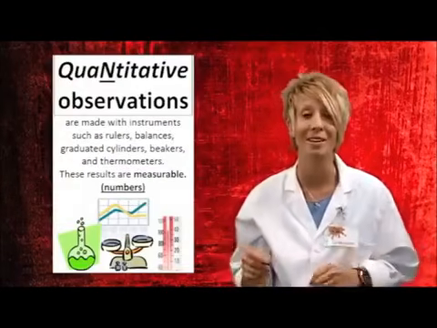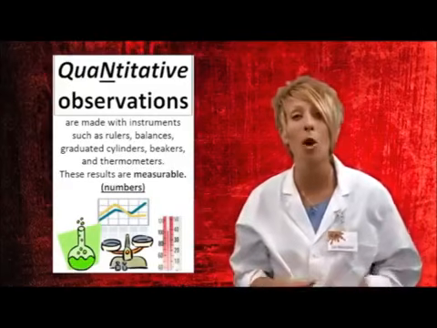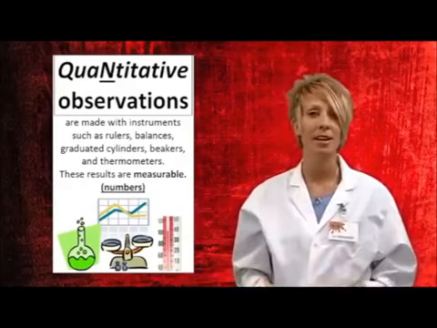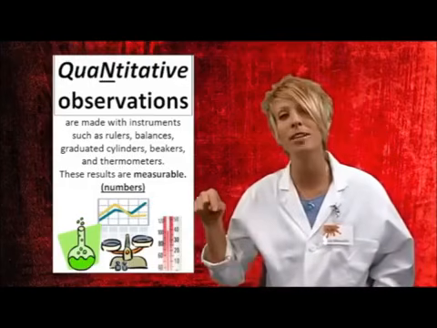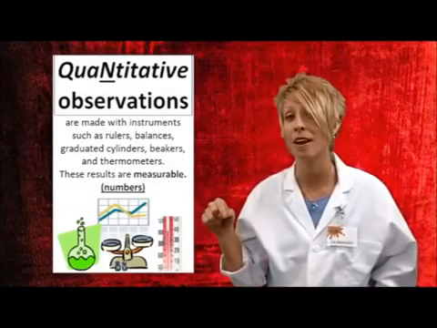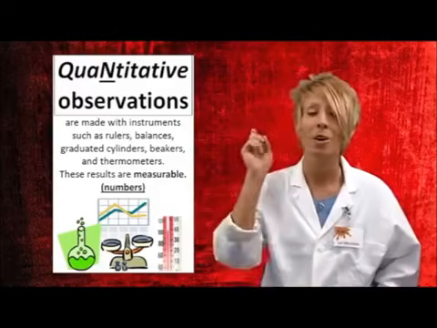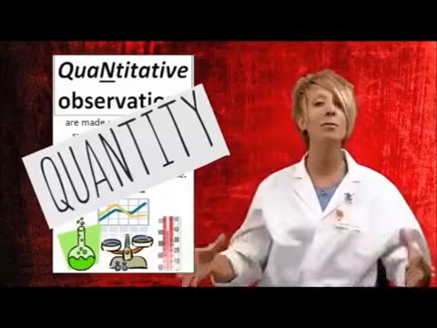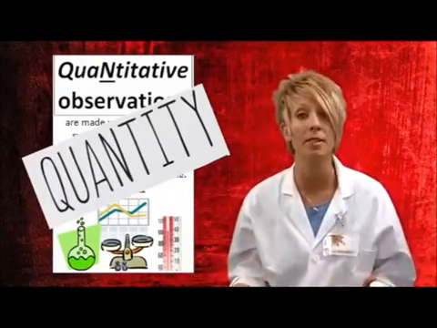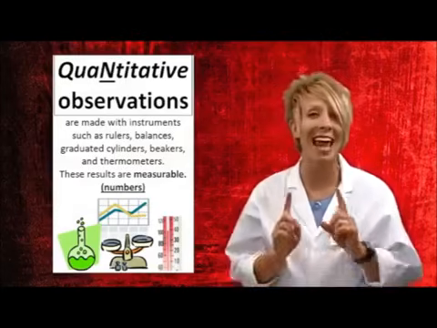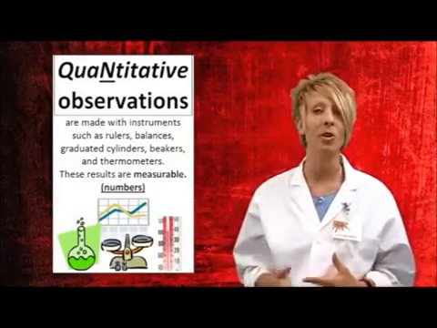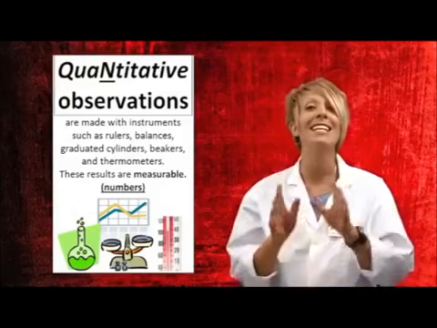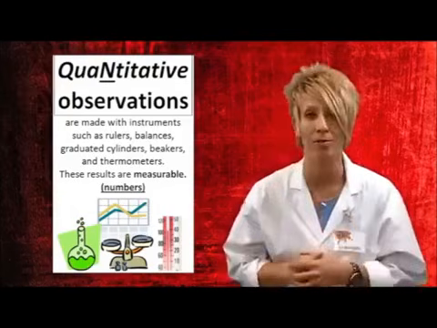The next kind is called quantitative observations or quantitative data. Notice, instead of it having the word quality, what word does it have in it? Can you find it? Quantity. If I'm trying to find out the quantity of something, it means I have to count it. So a quantitative data or quantitative measurement tells me a number.